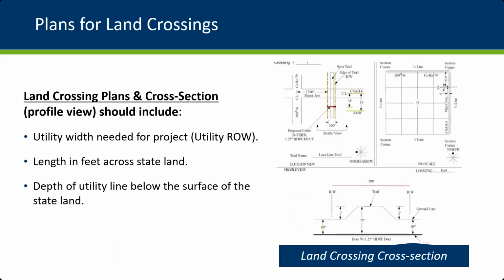Plans and cross-sections for land crossings should include the width and length of the crossing for the utility right-of-way in feet for each 40, the state land boundaries, and the depth of the utility line below the surface of the land.